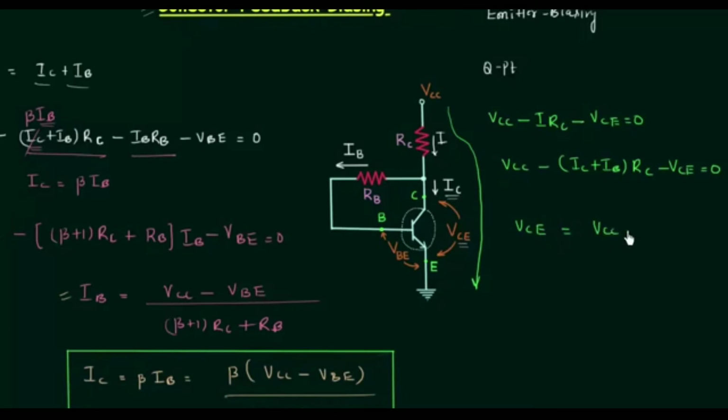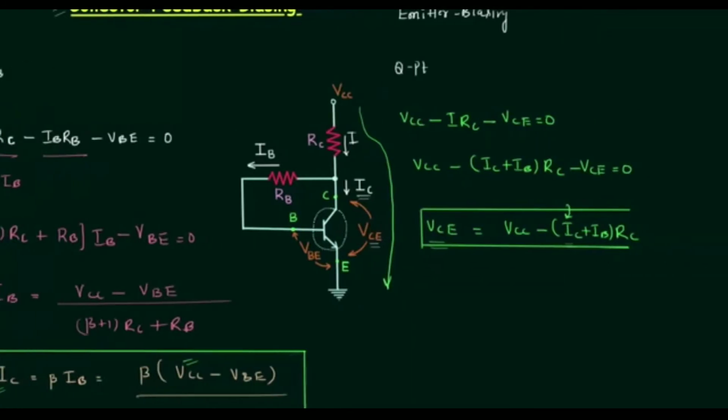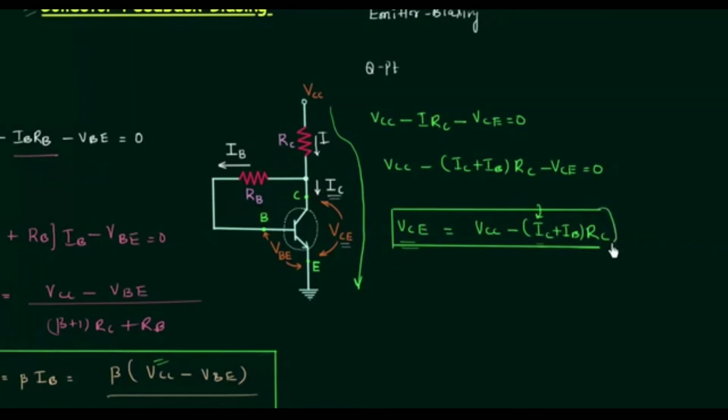And from this equation we can easily calculate the voltage VCE. It is equal to VCC minus (IC plus IB) multiplied with RC. We have already evaluated the expression for IC, you can see here, and by putting all the values we can calculate current IC, and once we have current IC we will put it here in this expression, and finally we can have VCE. So this is the final expression for the voltage VCE, and now we will move to the advantages and disadvantages of collector feedback configuration.